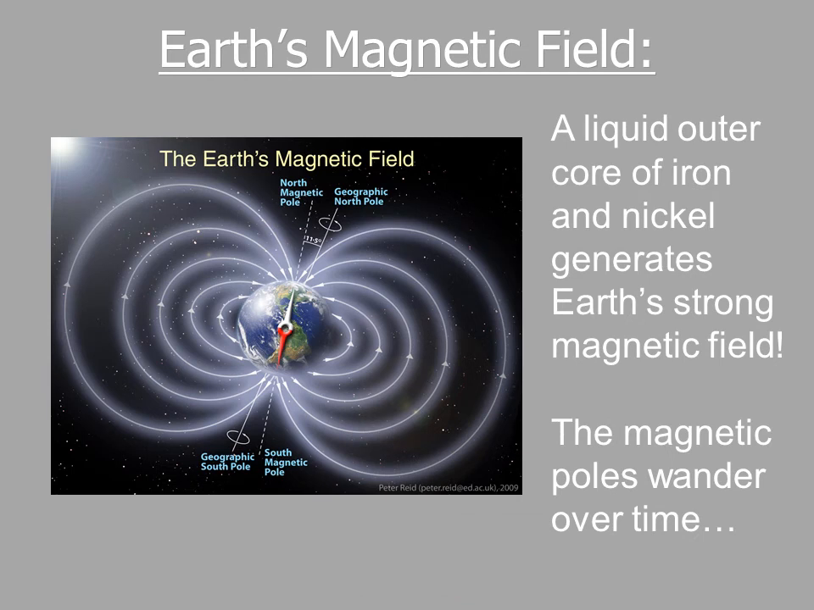Here's just a cool image for how we have a magnetic field. That liquid outer core of iron and nickel generates our strong magnetic field. One thing that's cool is the magnetic field doesn't stay put all the time. It kind of wanders about, and then it actually will flip. It'll point south sometimes, and sometimes it points north.